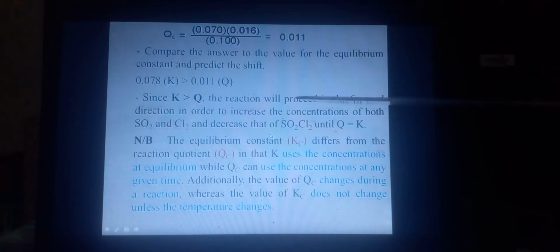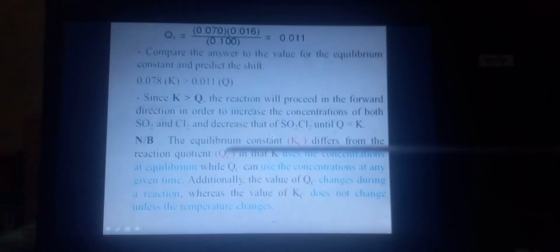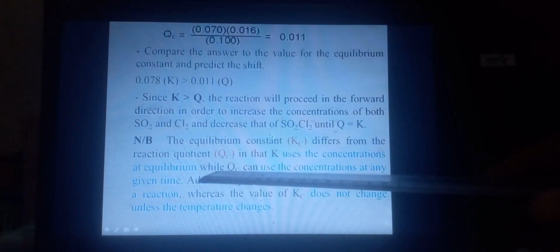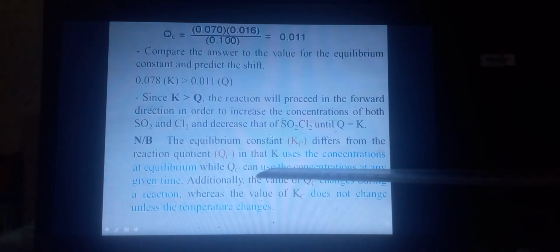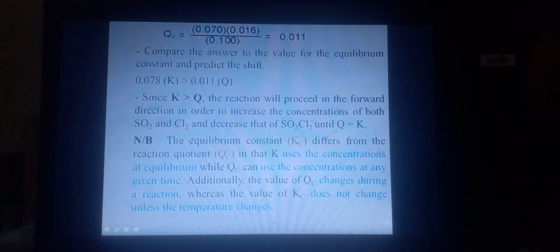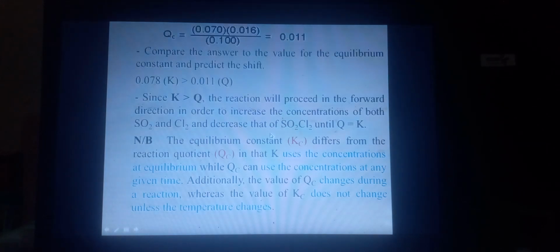So now I want to see how we can compare the reaction quotient and the equilibrium constant. Remember, the equilibrium constant differs from the reaction quotient in that the equilibrium constant uses the concentrations at equilibrium, while a reaction quotient uses the concentrations at any given time. So to work out the equilibrium constant, the system must be at equilibrium. But for the reaction quotient, the concentrations of reactants and products keep on changing with time, so you can find it at any given time.